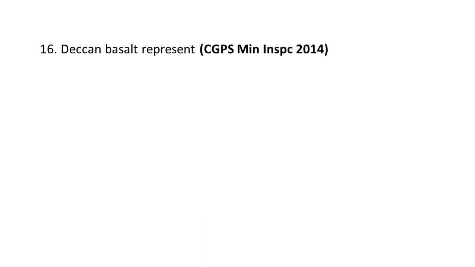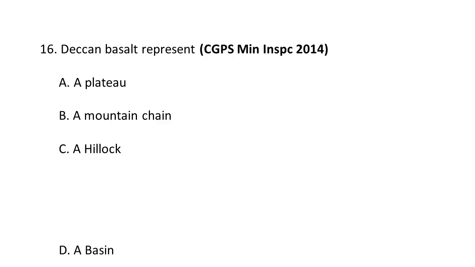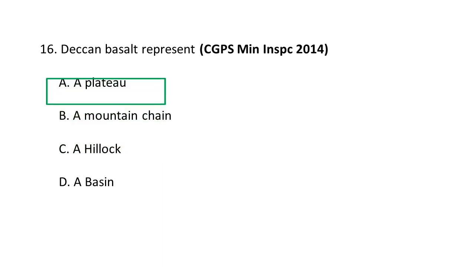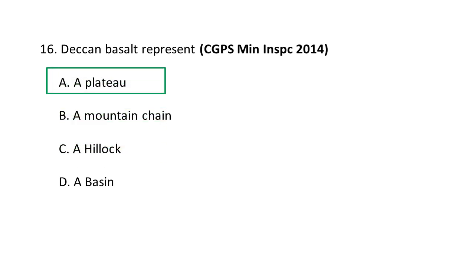Next question. Deccan basalt represent A. Plateau, B. A mountain chain, C. A hillock, D. A basin. It is a very simple question. Deccan basalt represents a plateau. The Deccan plateau is made up of basalt and is located in west central India.